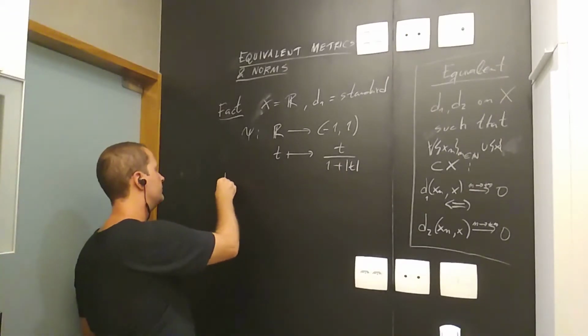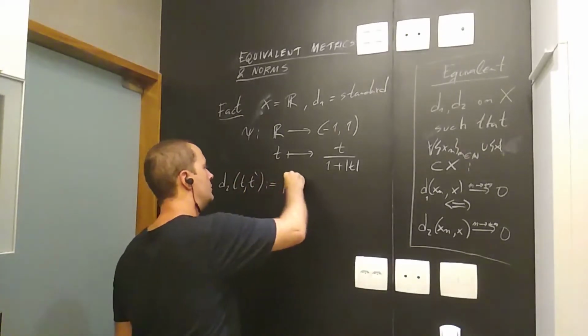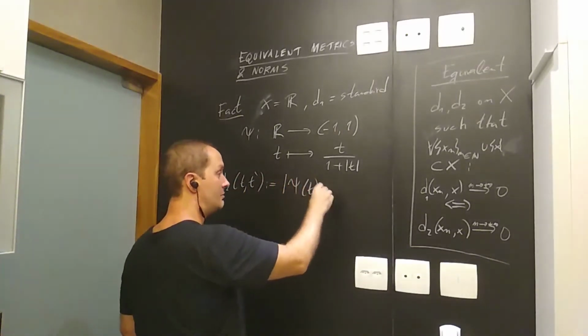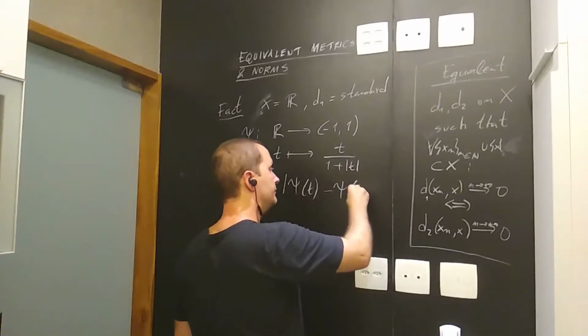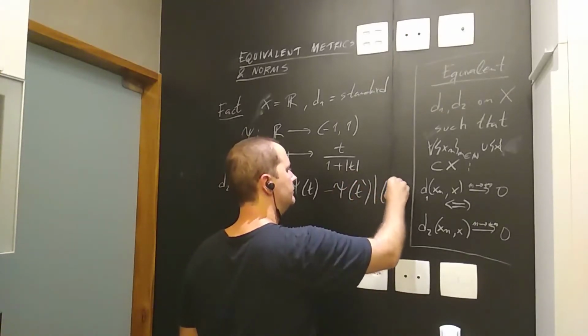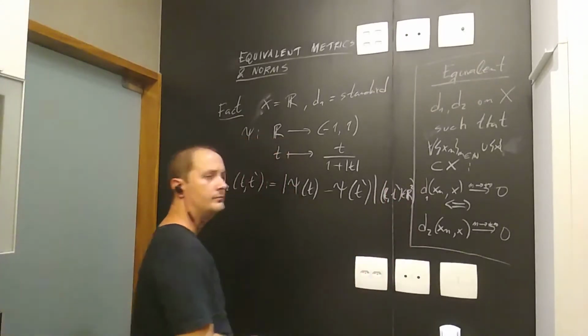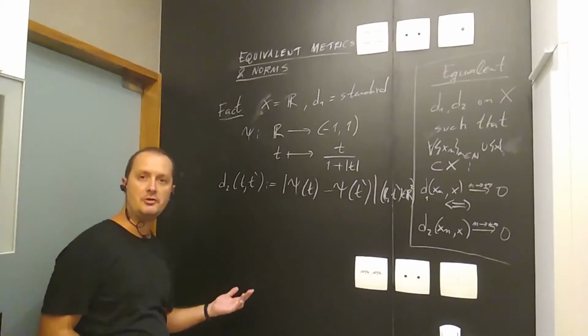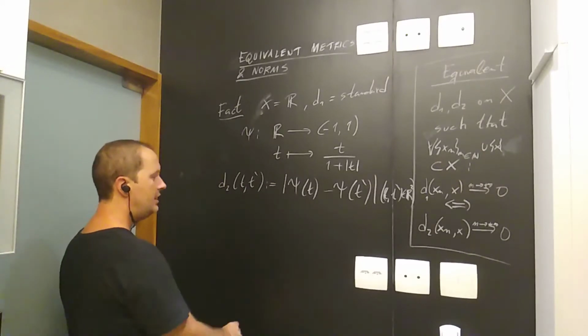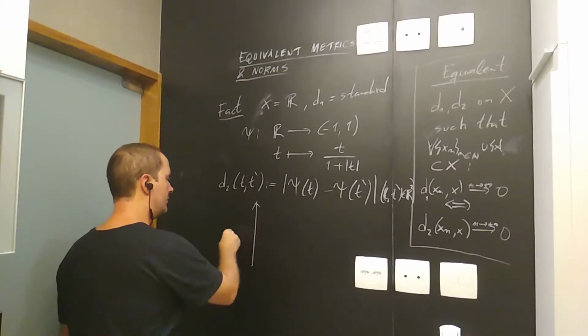And D2 of t and t prime is equal to the absolute value of the difference between psi of t and psi of t prime. So this is another way to measure distances. May look artificial. It's not that artificial if you think about what this function psi is doing.